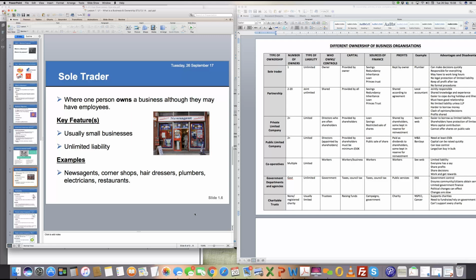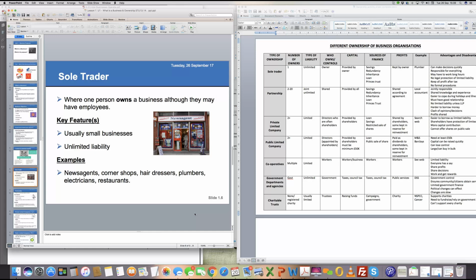Okay. Good stuff. Taking this concept further, let's look at ownerships, the different types of ownership. Now that we know the classification, within them you have something called the sole trader. Why is it a sole trader? Because only one person owns the business. They may have many employees, or he or she might be the only employee. That is the reason it is a sole trader.